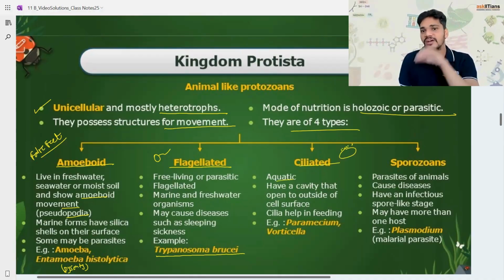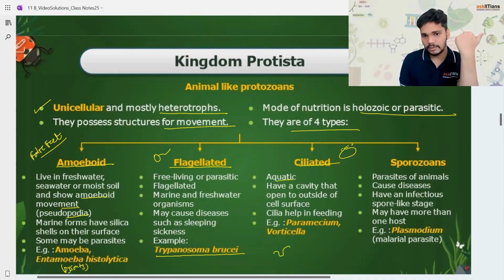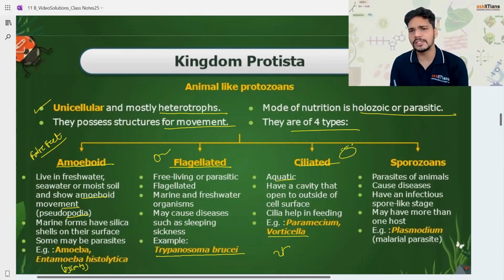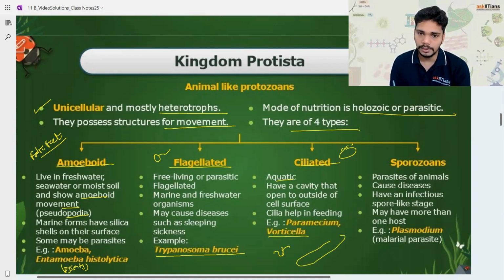Then we have ciliates, with hair-like structures for movement. Aquatic, they have a cavity that opens to the outside of the cell. They have a cilia-like structure, and cilia help in feeding. Example, Paramecium and Vorticella. You know Paramecium?